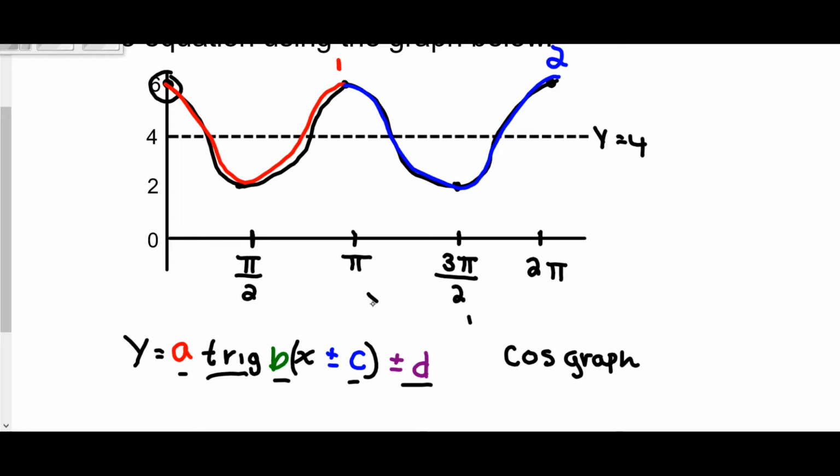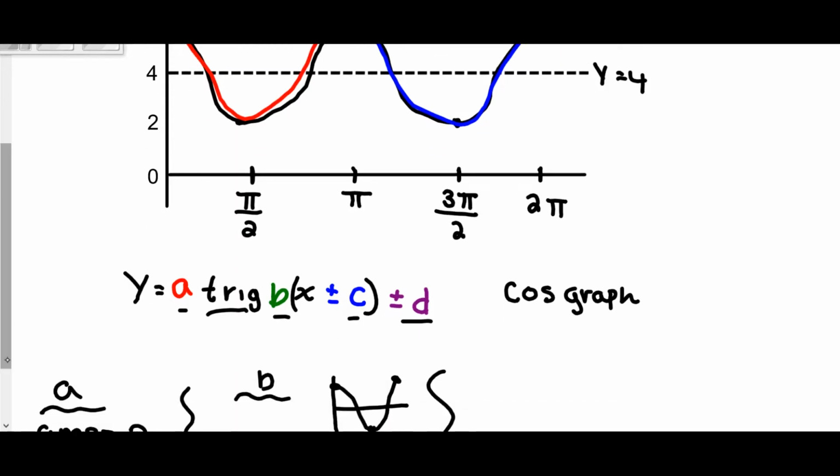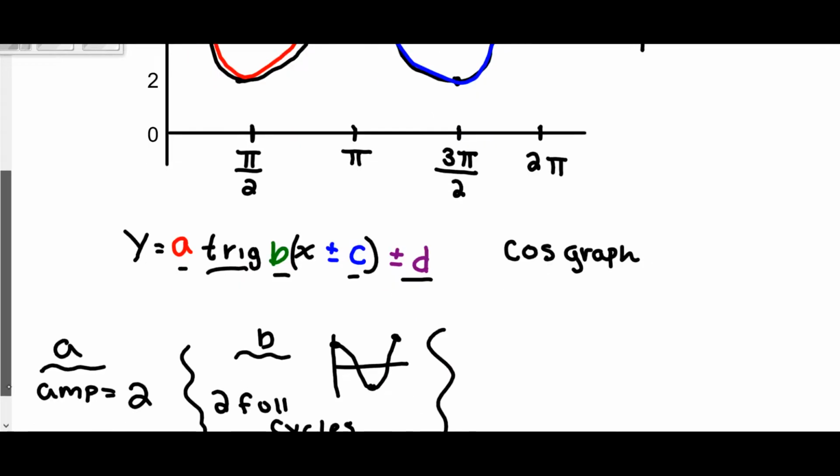If we had a phase shift or a horizontal shift, our critical values would change. They would shift over by a certain amount. So since we have pi over 2, pi, 3 pi over 2, and 2 pi, we know that there is no phase shift because they aren't changing. They're still the quadrantal angles. So that C value isn't going to be important to us right now.